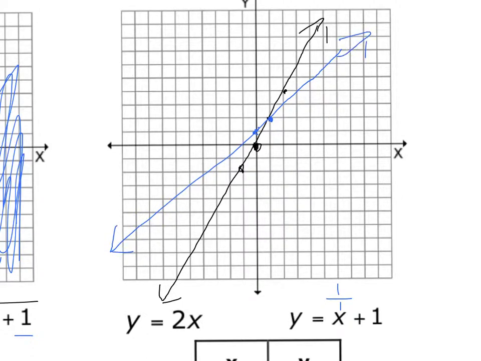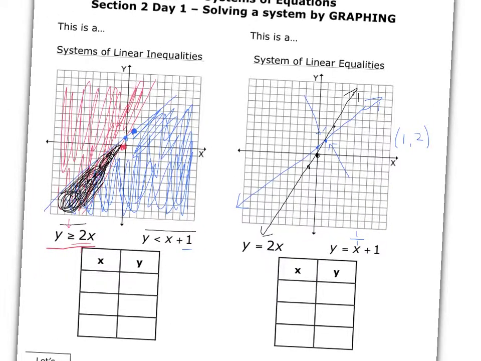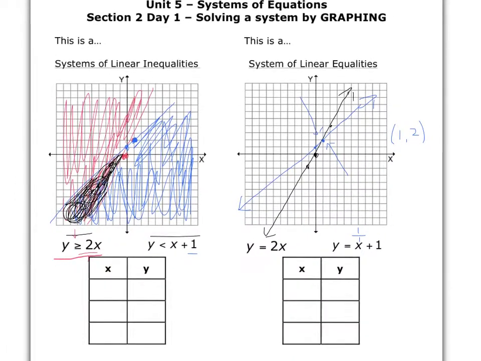Now, finding solutions for systems of equations is a little bit different. Instead of finding the area that's shaded, you're going to find the ordered pair where the lines intersect. That little blue dot right there is where both lines intersect at the same time. So the ordered pair (1, 2) would be your solution for this system of equations. You can see that while these graphs look similar, the solution sets are completely different. That is the difference between systems of inequalities and systems of linear equations, or equalities.